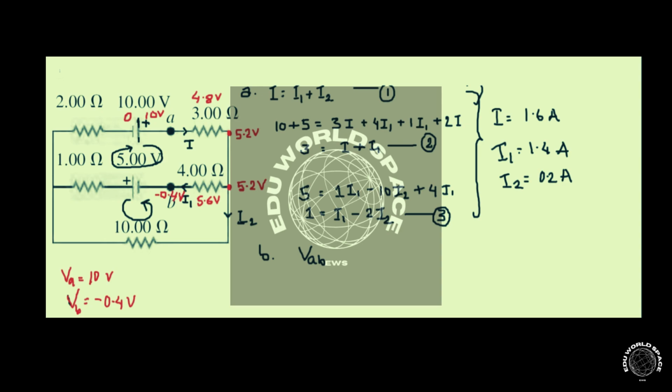Now if you want to find out VAB, VAB equals potential at A minus potential at B. So that is equal to 10 minus (minus 0.4), and this gives me VAB equals 10.4 volts. We are done with the solution of this problem.